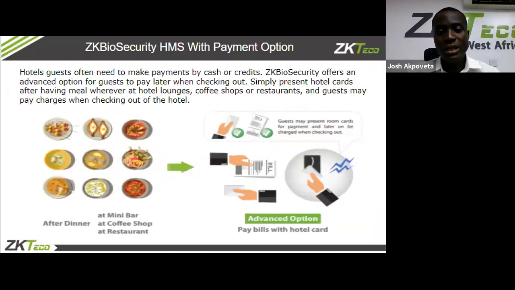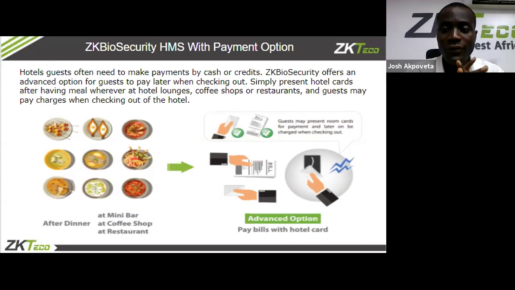Still further on that, we have a solution, the ZK Biosecurity HMS, that can be integrated with a payment option. So with this payment option, when a guest checks into the hotel, he is given a card. This can be done such that every time a guest checks into, let's say, the bar, the gym, or the coffee shop and makes a purchase, he is given this product and the cost of whatever he took at that place is calculated on his card.